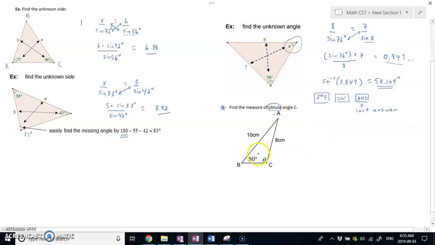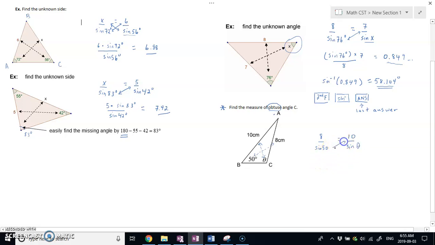So let's set up our sine law. I notice that 50 degrees is opposite of 8 centimeters. And I notice that 10 centimeters is opposite our unknown angle. And that's the Greek letter theta. You can use x for an angle, theta. You can use pretty much anything you want. So 8 over sine of 50 equals 10 over sine of theta, or sine of C if it makes you happy.